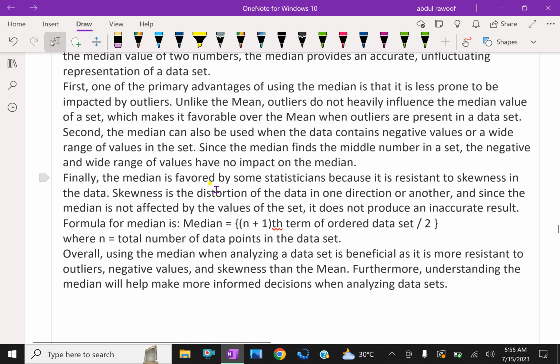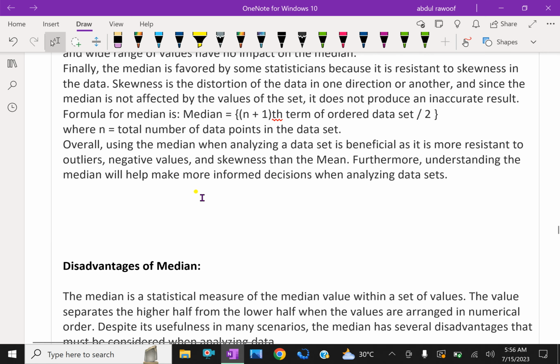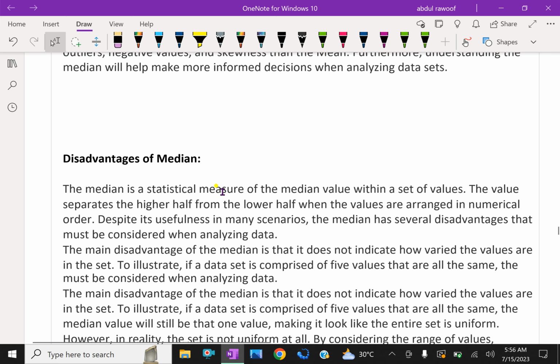Finally, the median is favored by some statisticians because it is resistant to skewness in the data. Skewness is the distortion of the data in one direction or another. And since the median is not affected by the value of the set, overall, using the median when analyzing a data set is beneficial as it is more resistant to outliers, negative values and skewness than the mean. Furthermore, understanding the median will help make more informed decisions when analyzing data sets.